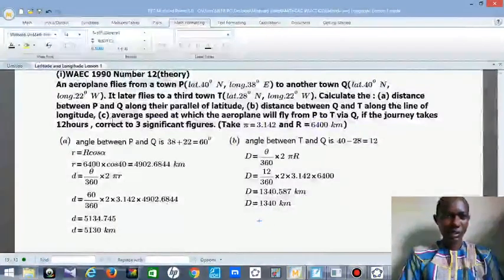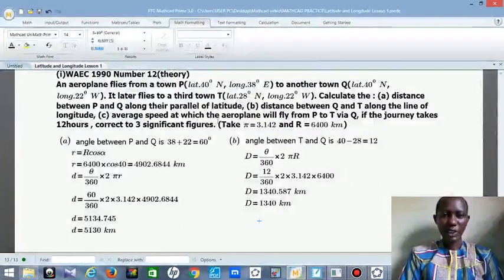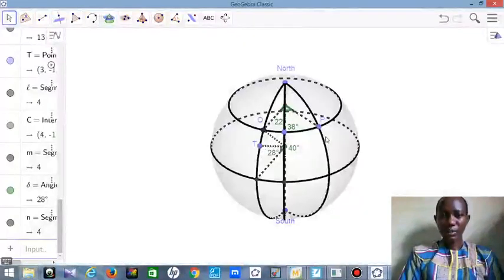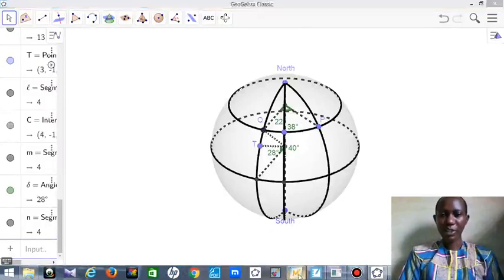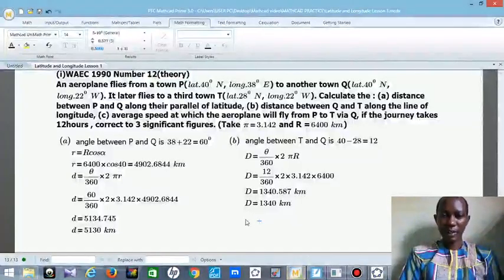Then the last part of the question says we should find the average speed at which the aeroplane flies from P to T through Q. You understand that? That is, from here it first of all flew down to Q, using that 5,000 and something distance. Then from Q it flew down to T. So we should find the average speed of doing that. That will not take our time. That is the C part now.